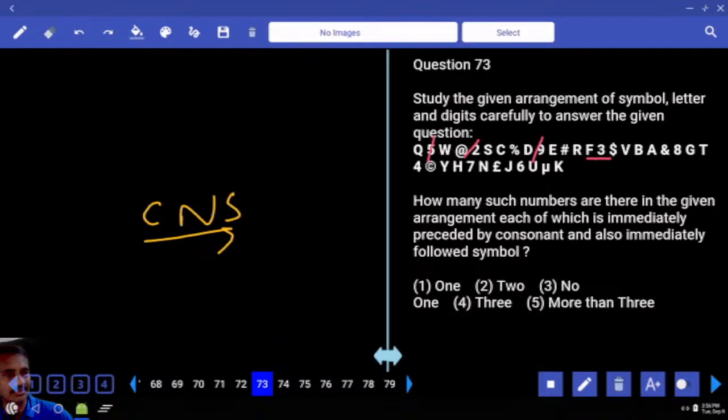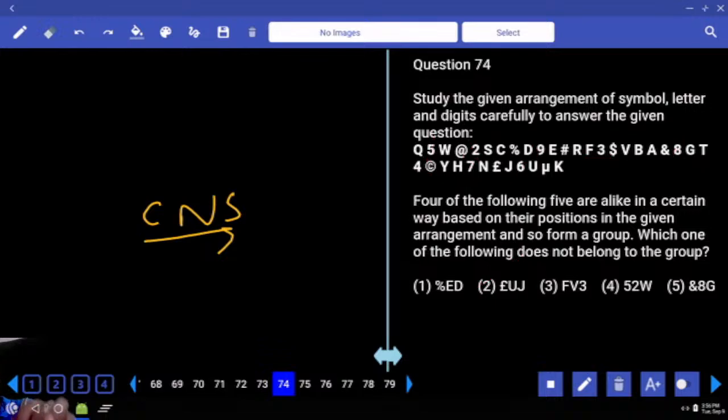Then anything else we have? And this 8 cannot be taken. And T consonant, 4 and a copyright. Consonant, number and a consonant. And consonant, number but not a symbol. And that's it. How many are there? Only 2. And 2 is choice to question number 73.